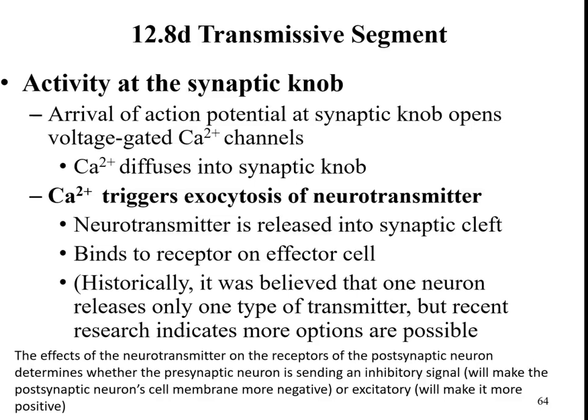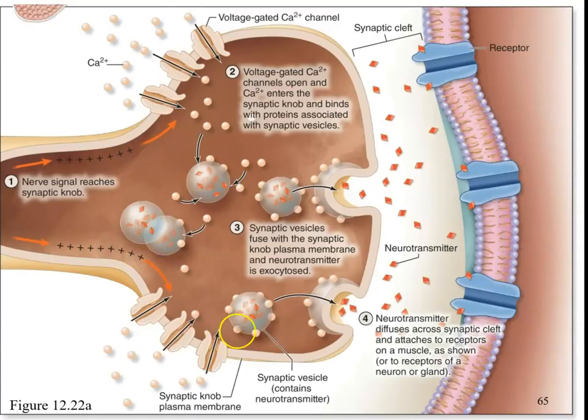I want you to know that the effects of the neurotransmitter on the receptors of the postsynaptic neuron is going to determine whether the presynaptic neuron is sending an inhibitory signal or an excitatory signal. So it's the effects of the neurotransmitter on the receptors that determines whether it's inhibitory or excitatory.